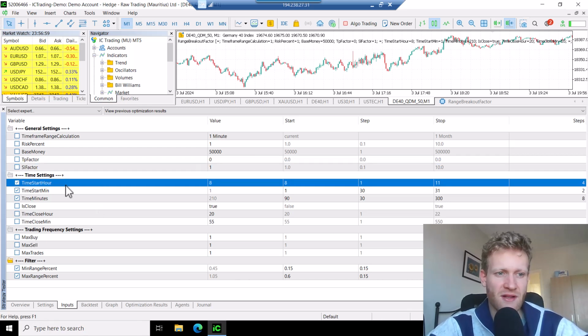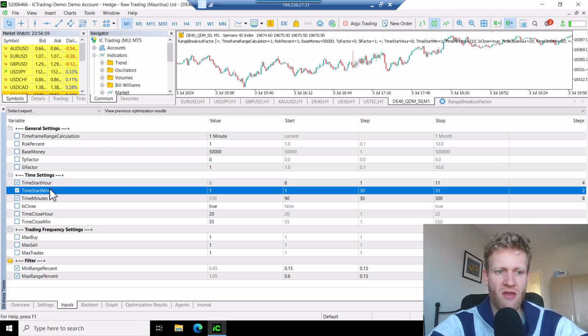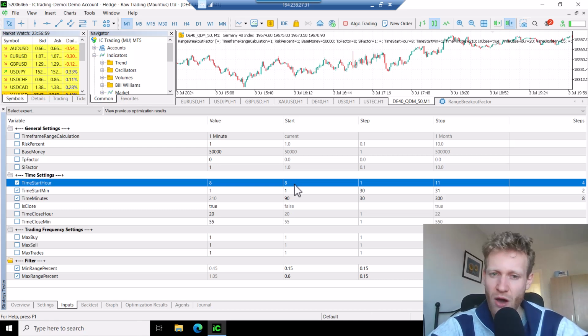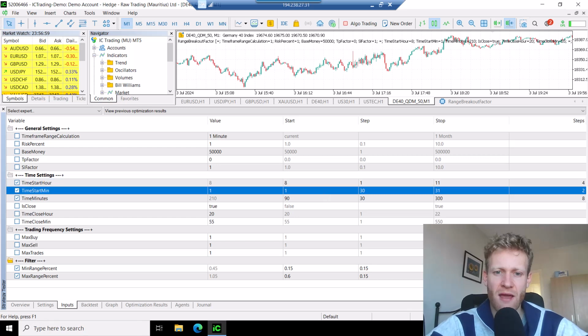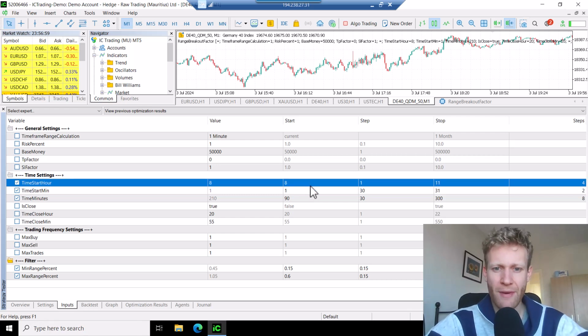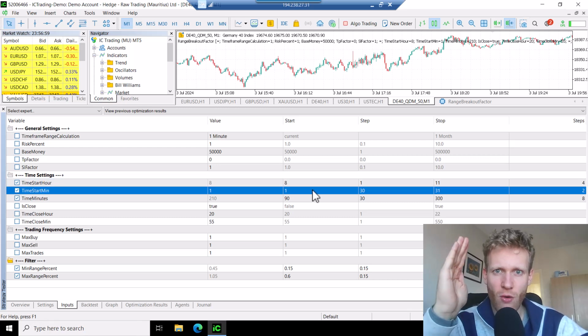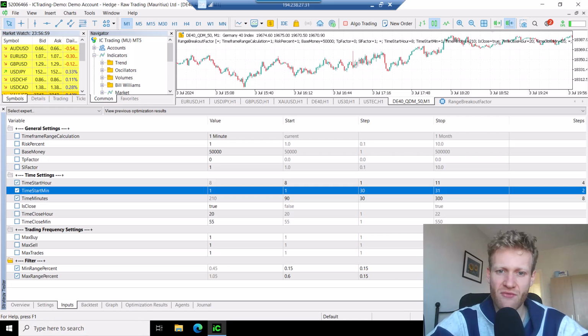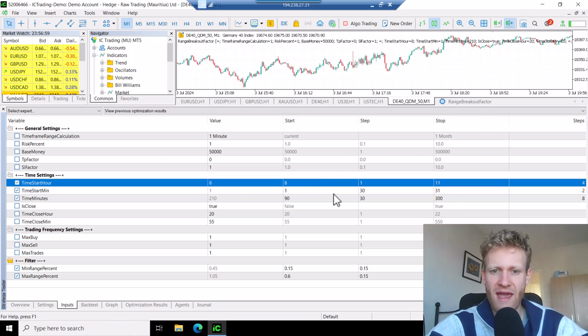Then I definitely optimized the time for the starting hour and the starting minutes. So here I pick the hours from 8 to 11, and I pick the starting minutes 1 and 31. So these are 2 runs. You can see I do not try to optimize on every single minute, because this for me would be over optimization for sure. Instead I pick the full hour or 1 minute afterwards and every half hour. This is why I use 1 and 31 as the starting minute, and for the hour I go from 8 to 11.